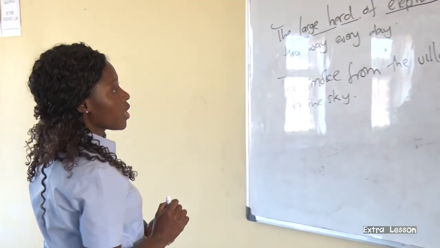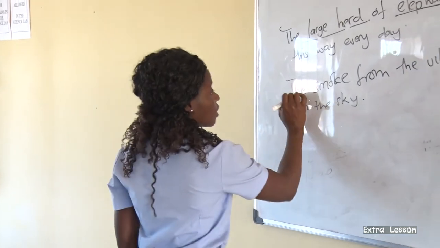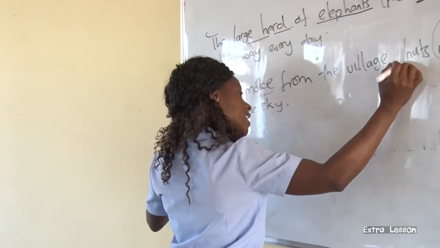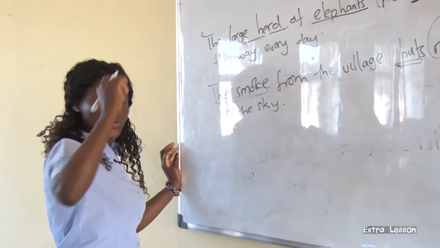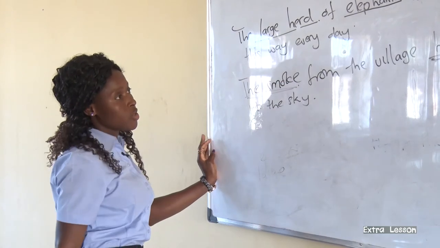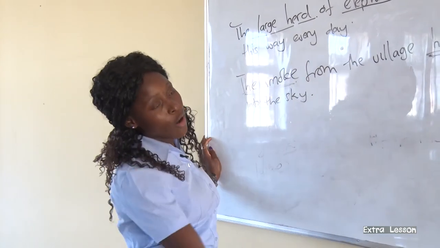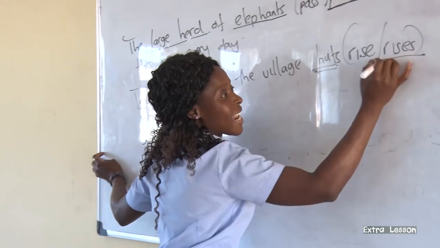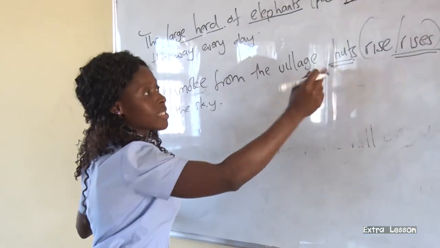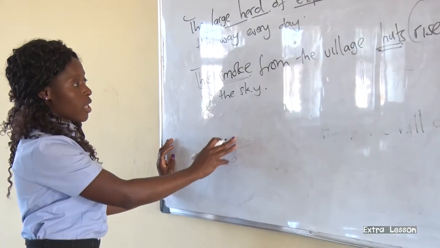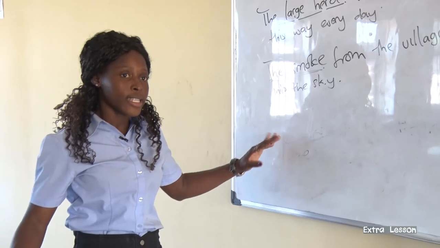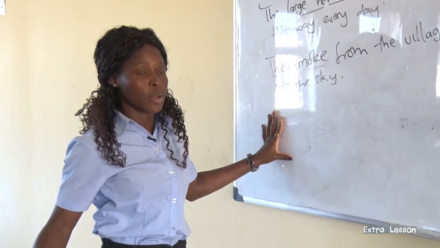Which one is our collective noun? It is the smoke of what? Of village huts, which is in plural, but we are going to ignore it and focus on the smoke, which is in singular. So our correct verb is rises. The smoke from the village huts rises into the sky. So this is what you have to take seriously when you're writing subject-verb agreement.